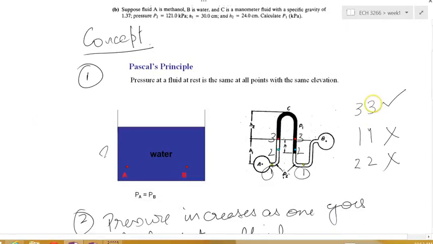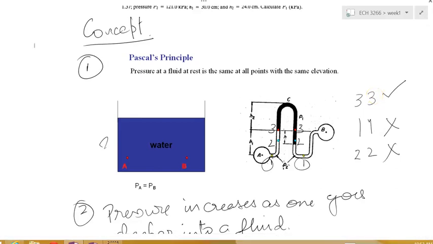The first one is Pascal's principle, which states that the pressure in a fluid at rest is the same at all points with the same elevation. So the points A and B are going to have the same pressure, and they're in the same fluid.